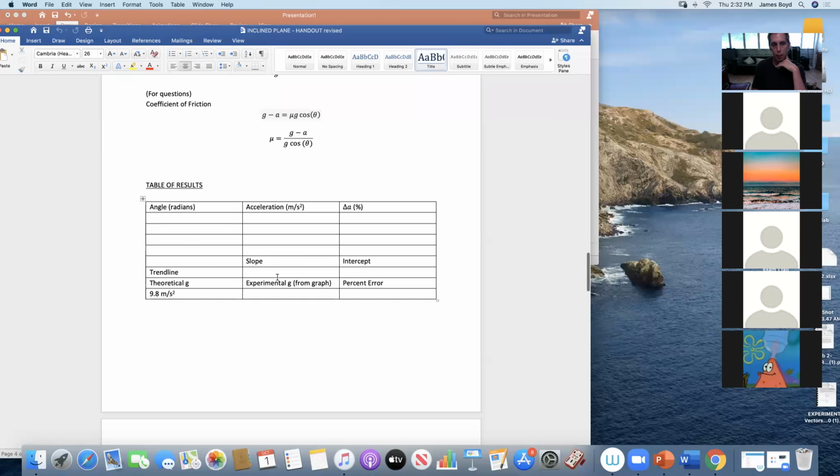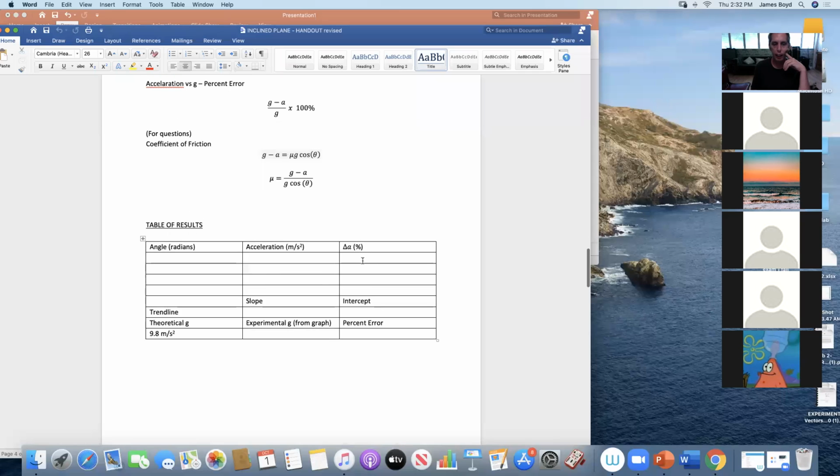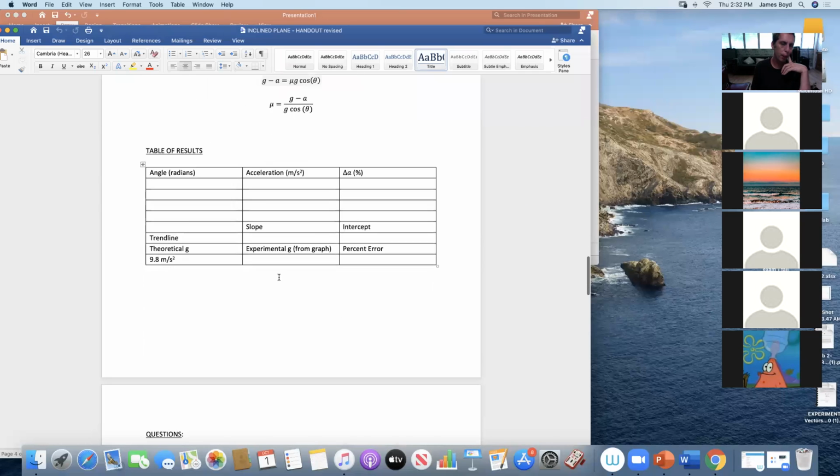Fill out this table. Notice there's the trend line. I want the coefficient in front of the variable and the y-intercept here. And then I want your experimental g, which is your slope. And I want the percent error between these two. And then obviously I want your data points. You're going to need them anyway in order to graph it. And the delta A for each one, okay?